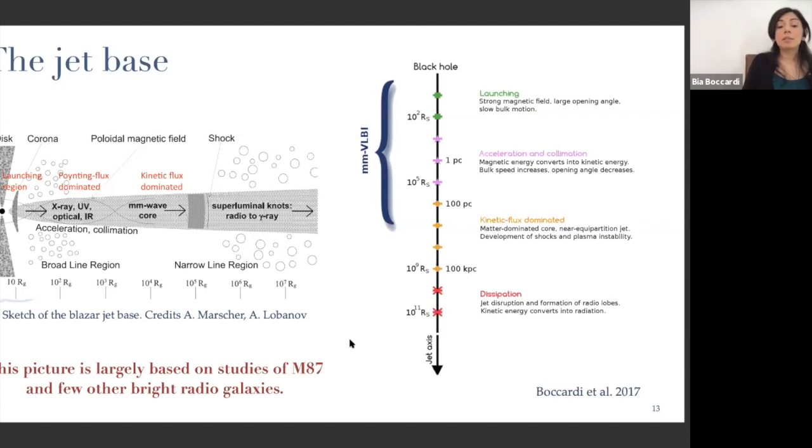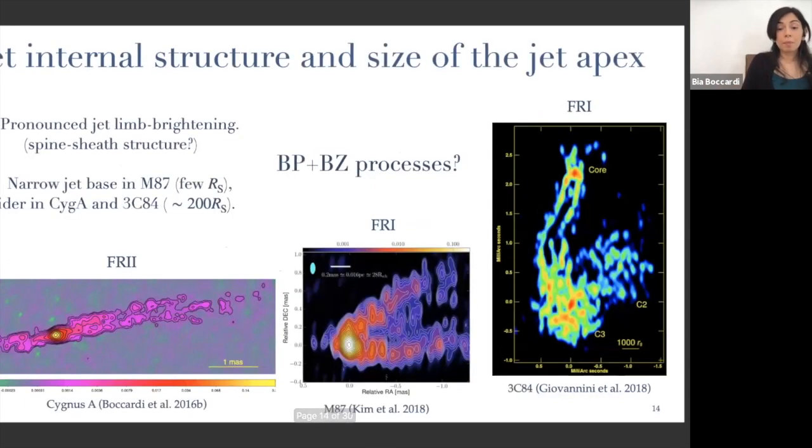But as I said, this picture is largely based on the study of very few objects, mainly M87 and a few other bright radio galaxies. So the aim of this work is to expand the sample of sources which we can use to test this scenario and better constrain the regions where these processes occur. Let me mention some very short highlights on what has been done so far, and how we built this picture which I have described.